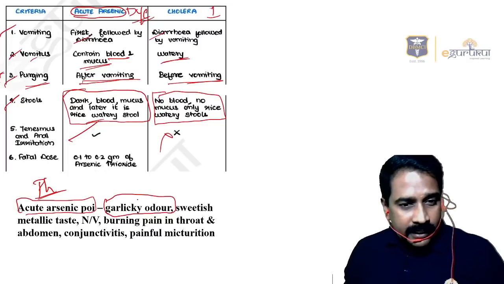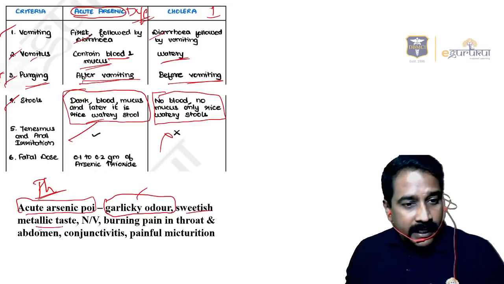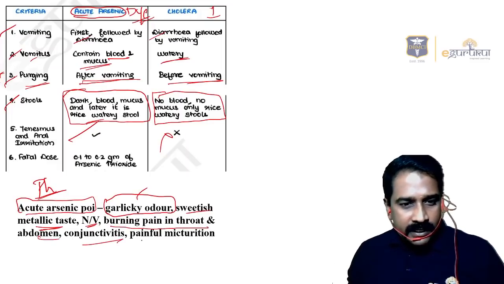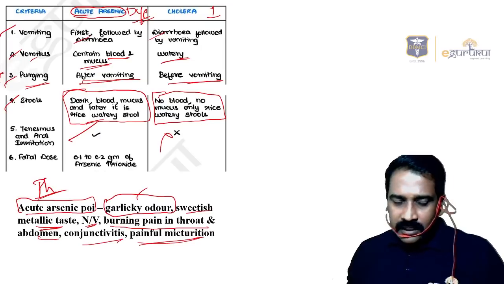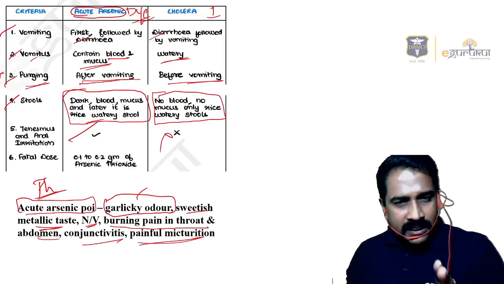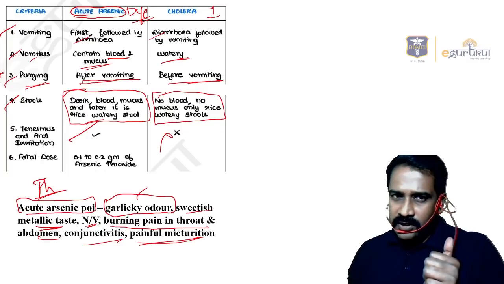So garlicky odor, sweetish but metallic taste. Nausea and vomiting is just a very big one. Burning pain in the throat and abdomen, conjunctivitis and painful micturition. So the acute features: garlicky odor, metallic taste, burning sensation in throat, mouth and abdomen, conjunctivitis, painful micturition.